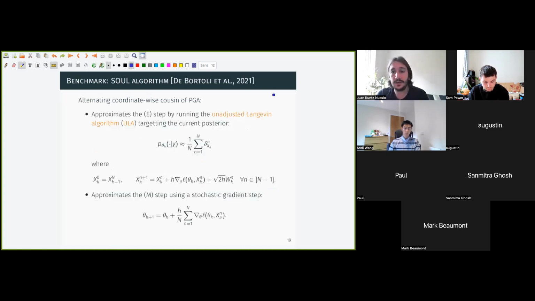Okay, so here's a more complicated example, in which you can't actually run EM because you can't do the steps. And here, for these types of examples, we need something else to benchmark against. And we use this SOL algorithm that Valentin and company proposed a few years ago, and it was published last year. And it's quite similar to what we were doing.